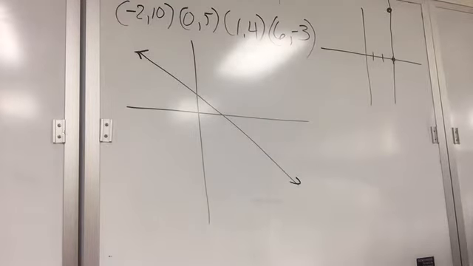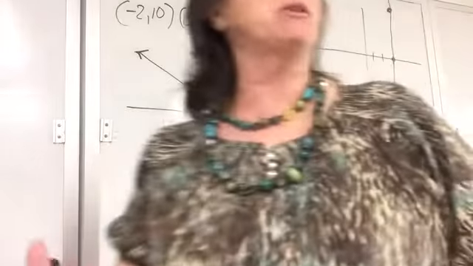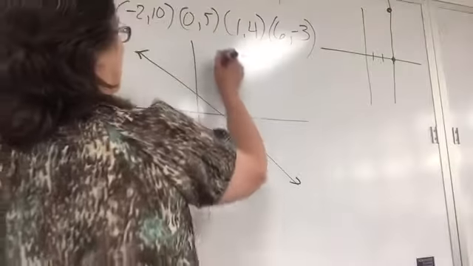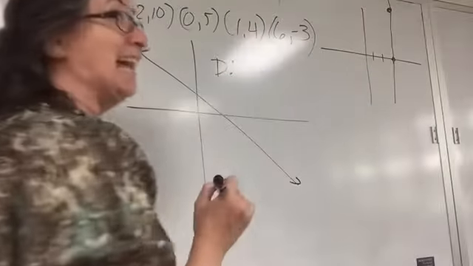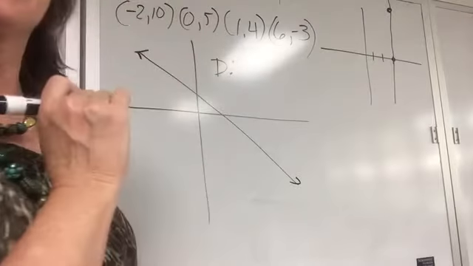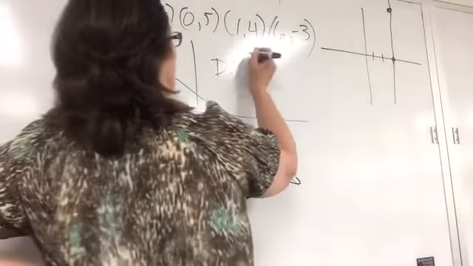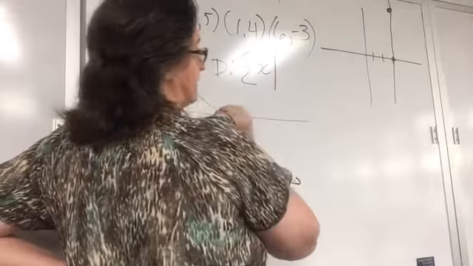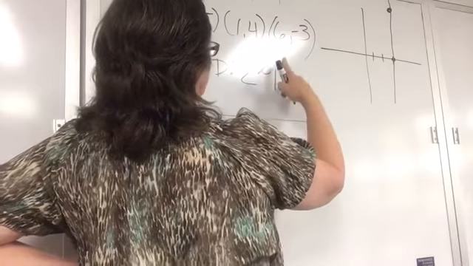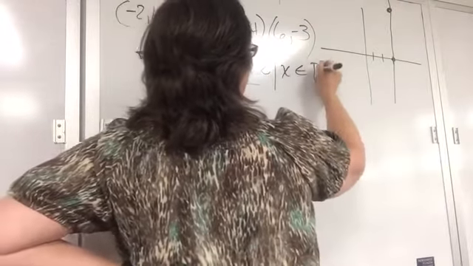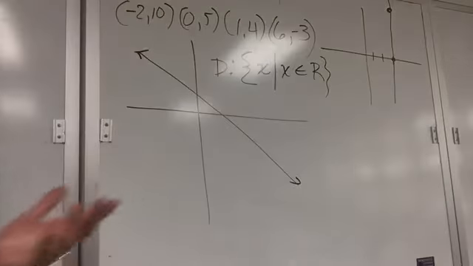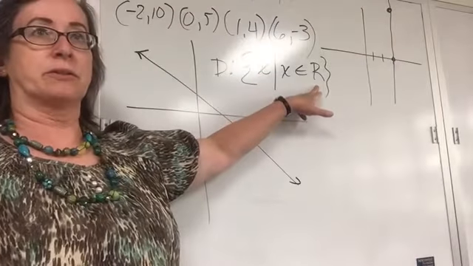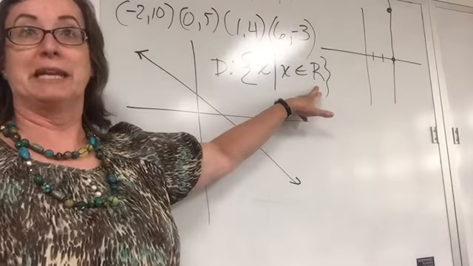Now remember, you have to be able to write things with both interval and set notation. If you were going to write this domain in set notation, it has the variable listed. So the domain would be the set of all x such that x is an element of the real numbers. That's set notation for a domain. It means it goes from negative infinity to positive infinity.